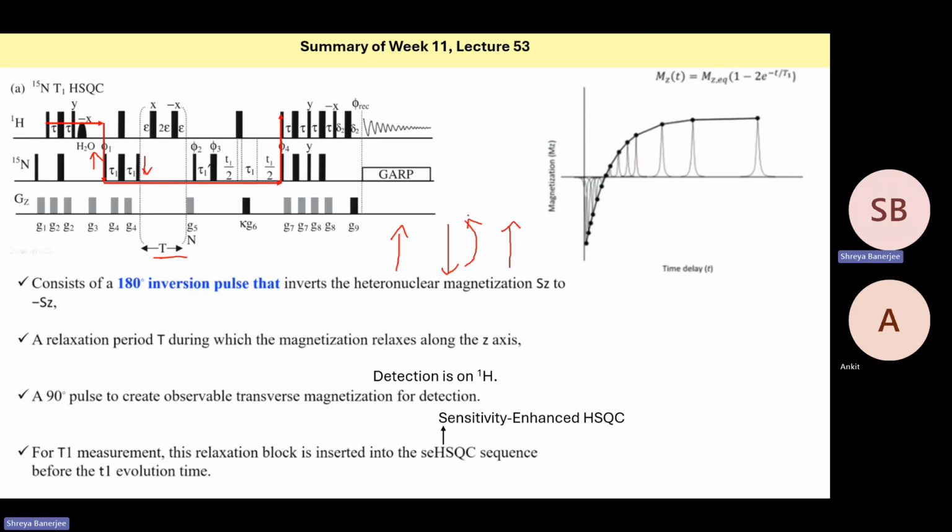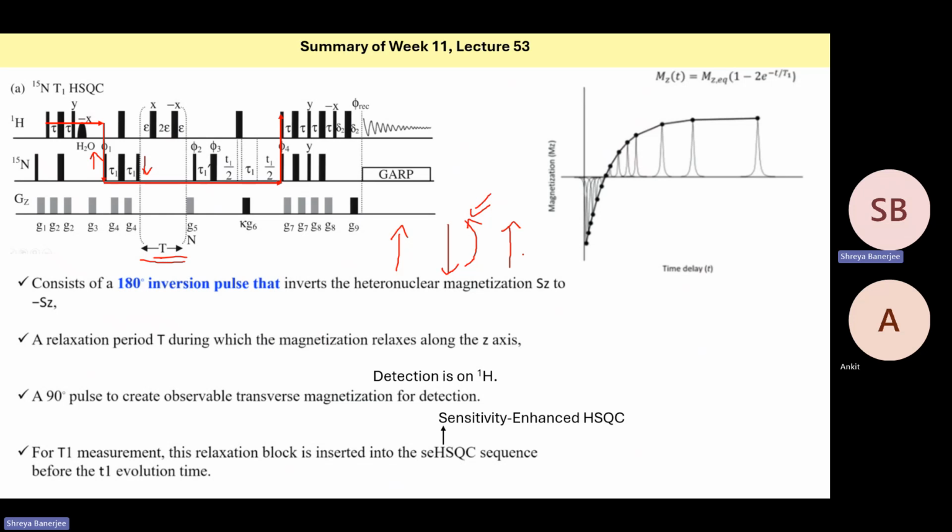So we are allowing this recovery process, or relaxation process, to happen during this capital T time period. Then there is a 90-degree pulse to create observable transverse magnetization for detection.